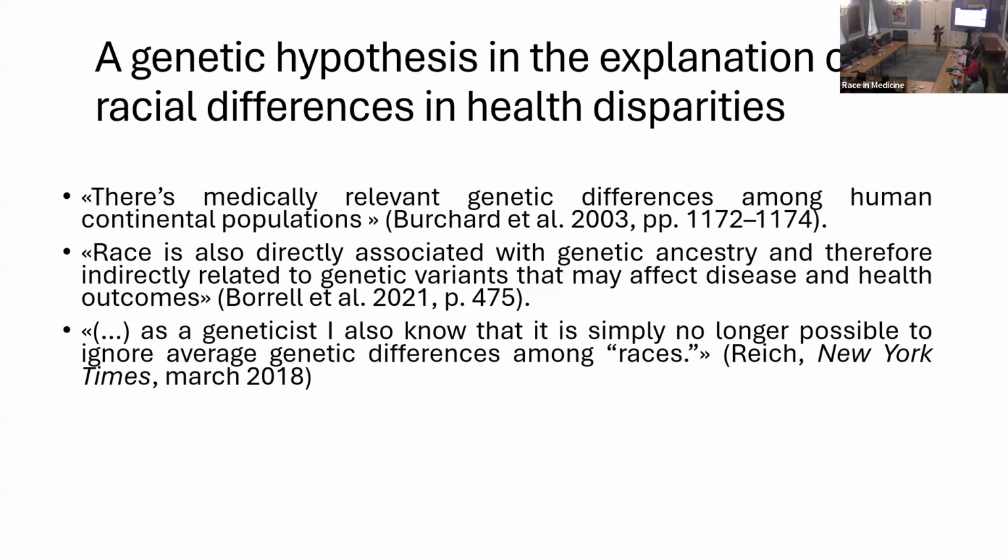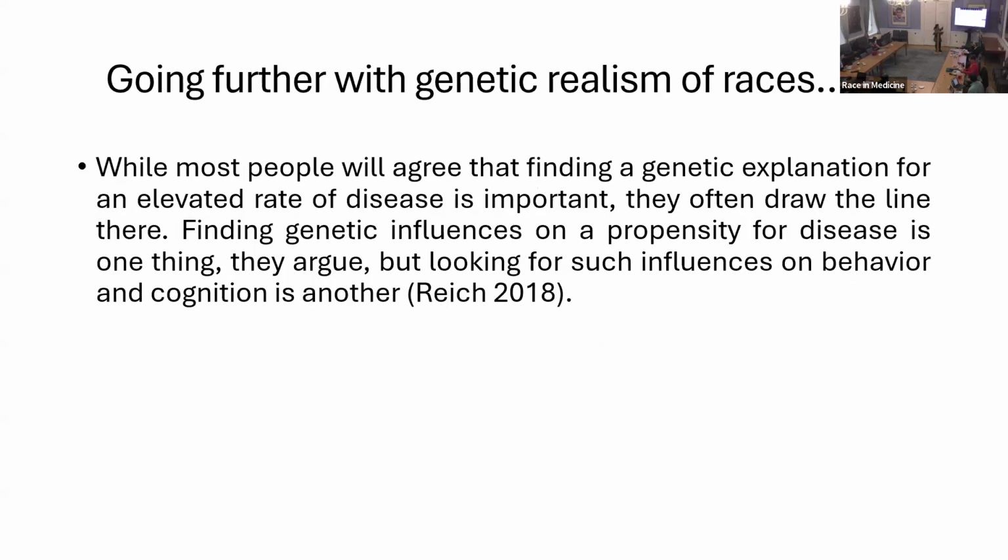And then Borrell and colleagues, 2021: race is also directly associated with genetic ancestry and therefore indirectly related to genetic variants that may affect disease and health outcomes. And finally, David Reich, who says that as a geneticist, I also know that it's simply no longer possible to ignore average genetic differences among races. And actually, David Reich goes a bit farther with genetic realism of races because he also thinks that there are genetic differences between races that may cause differences in behavior and cognition.